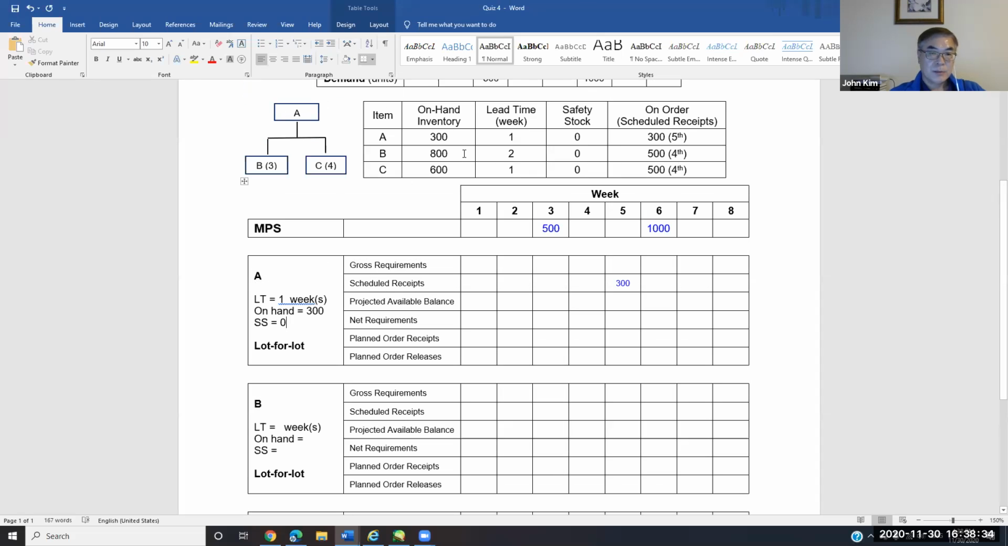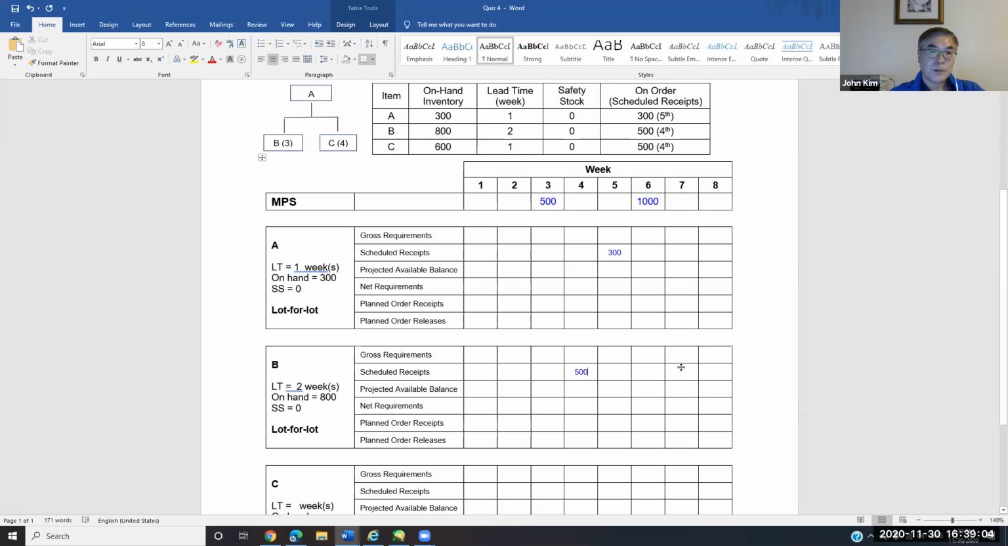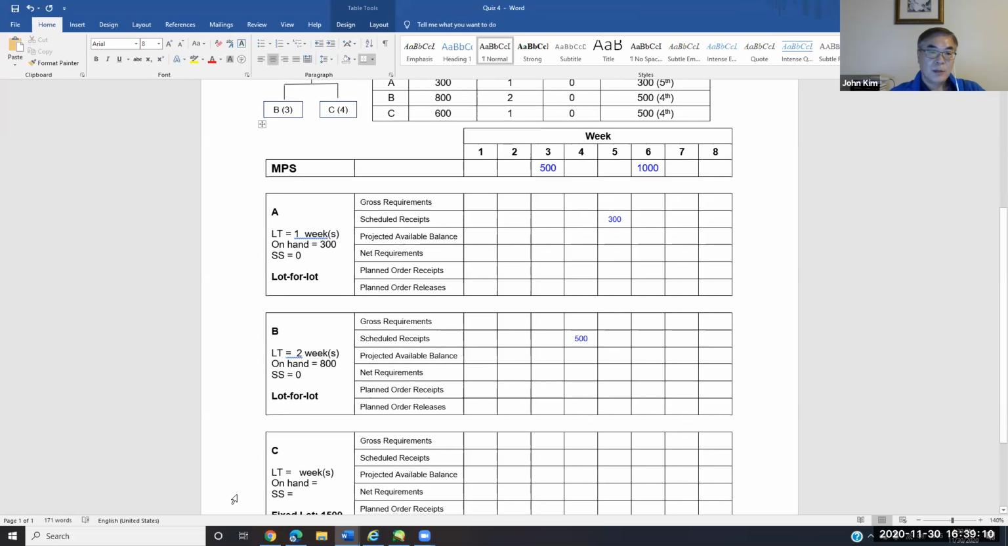Then next, item B, 2 weeks of lead time. On hand is 800. Safety stock is 0. Then scheduled receipt, 500 in week 4. Then item C, lead time is 1. On hand is 600.